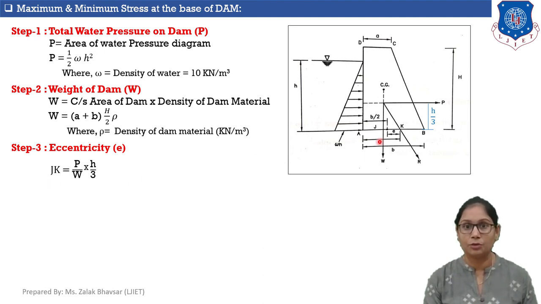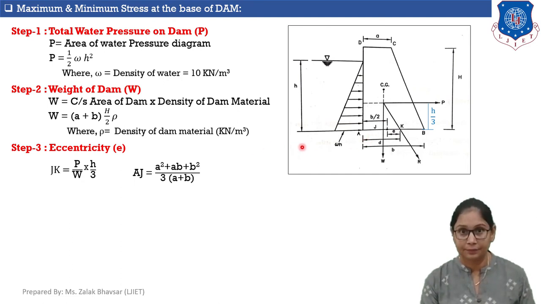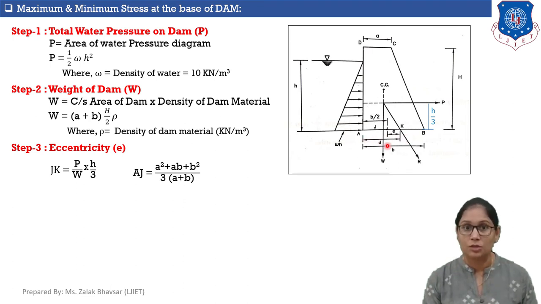Now, we also need to calculate the distance AJ. And distance AJ can be calculated using this equation: (a square plus ab plus b square) upon 3 into (a plus b). Here, A is the heel of the dam and J is the point where W cuts the base of the dam. So now we have distances AJ and JK, so we can easily calculate this width small d. So small d is equal to AJ plus JK.